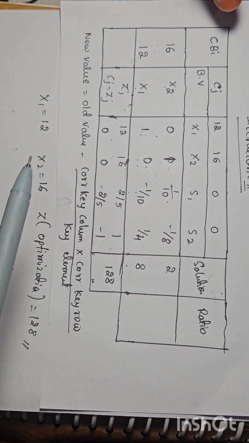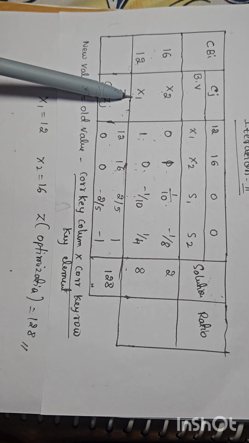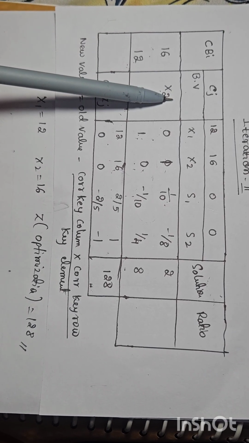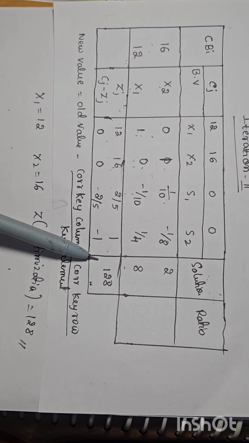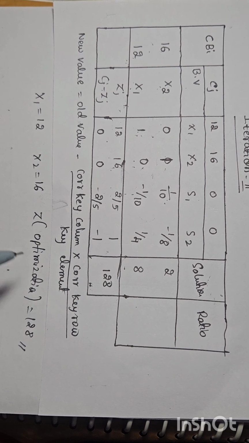So we are getting the value of x1 as 12, x2 as 16. The optimized Z value is 128. So this is the answer.